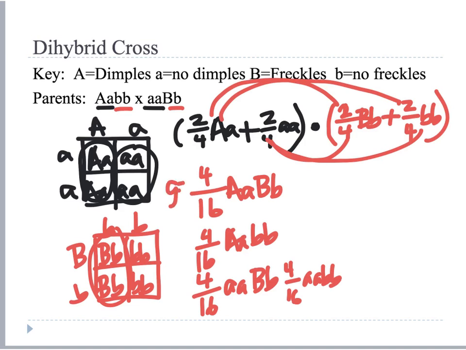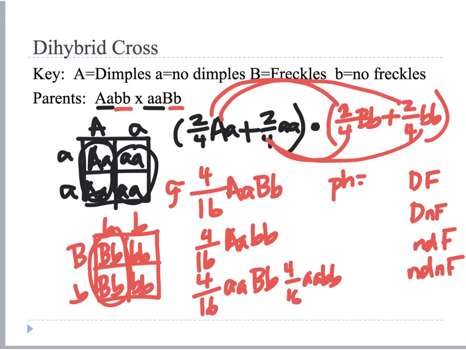Those are my genotypes. My phenotypes, on the other hand, are going to be, again, my combination, and I'm going to do some abbreviating here so I can fit it in. But we're going to have dimples and freckles. We're going to have dimples and no freckles. We're going to have no dimples and freckles, and no dimples, no freckles.